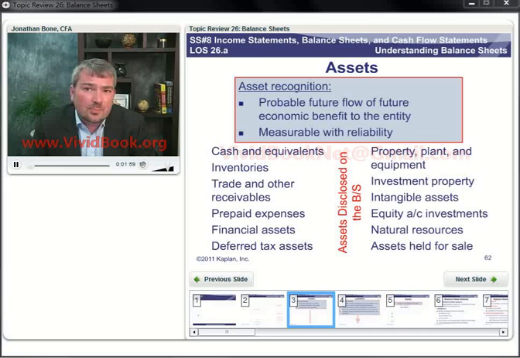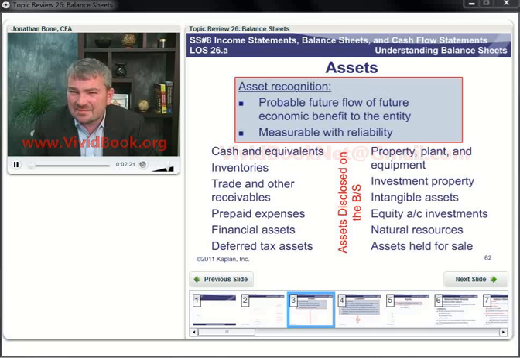Notice we've got our property, plant and equipment. These are our tangible fixed assets that we'll use within the business. We've got investment property, which we'll see under IFRS but not US GAAP. This is property held for its rental receipts or alternatively capital appreciation. Intangible assets, so assets held for continuing use with no physical form.